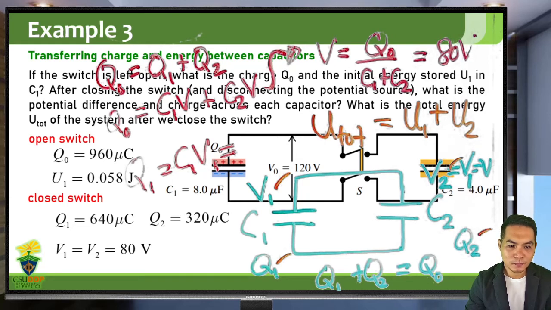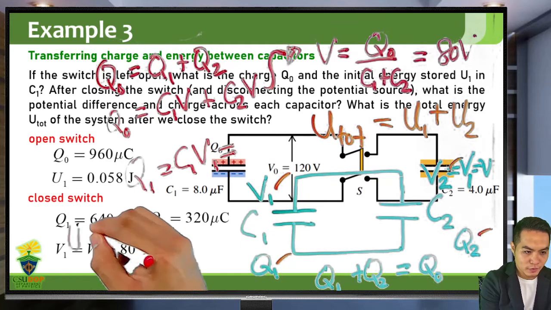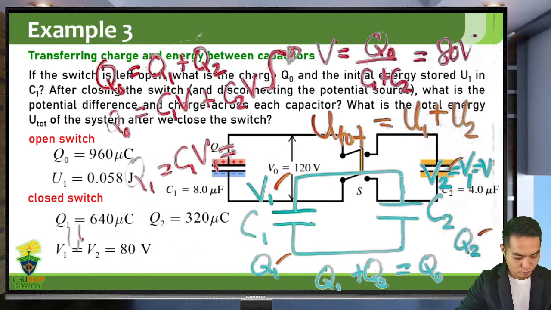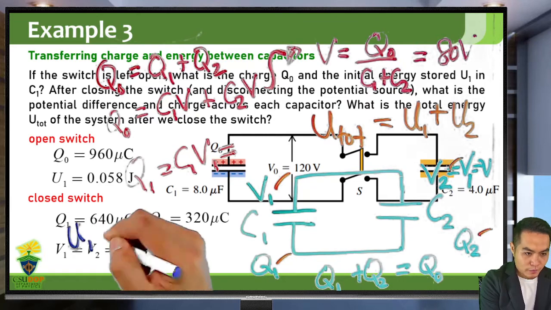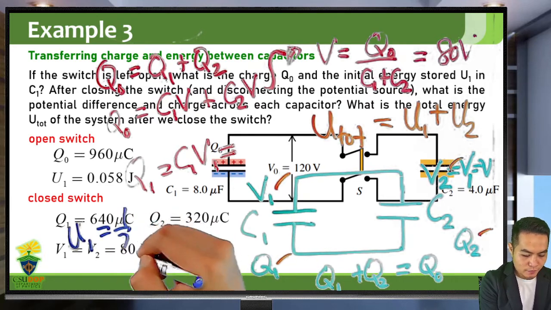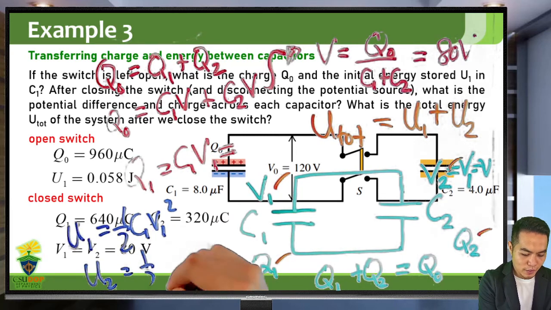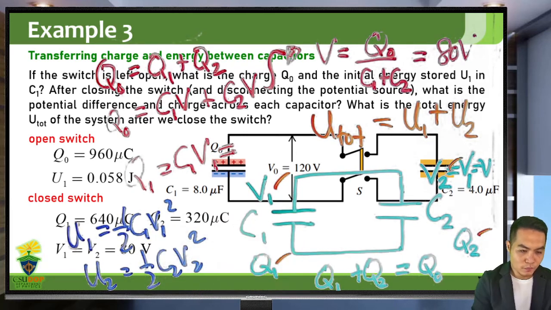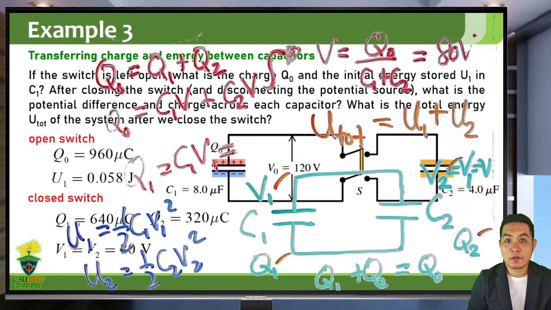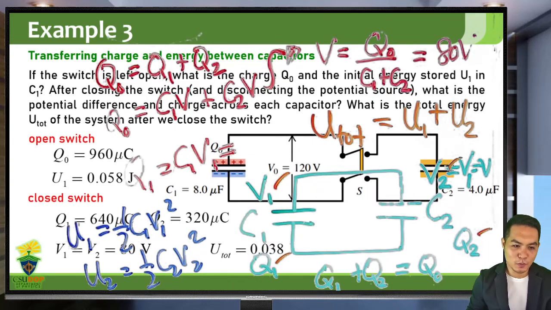Okay, so that one. So for the total energy, you can solve for U1, which will just be 1/2 C1 V1 squared, and U2 will just be 1/2 C2 V2 squared. And you add those two, and you will get a final answer of 0.038 joules. Okay.